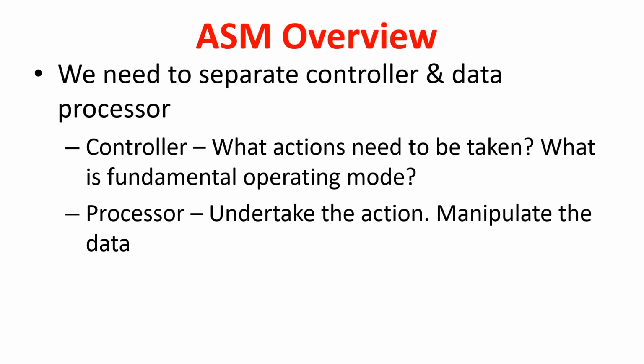The processor undertakes actions, manipulates the data, stores the data, and increments or decrements counters. So, the processor or data path undertakes the actions, while the controller decides what action is to be taken. ASM actually has both a controller and a data processor. The controller is almost similar to an FSM, but when you include both, it comprises an ASM.